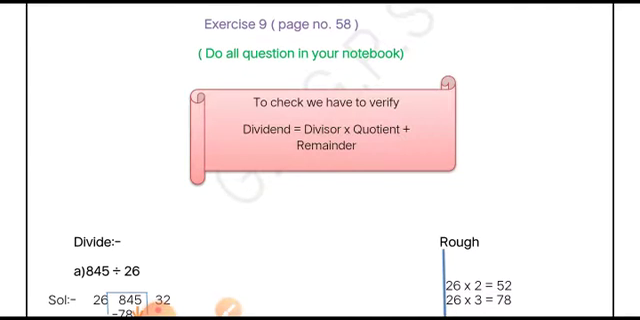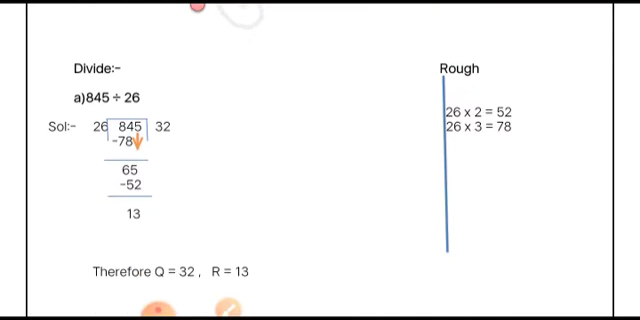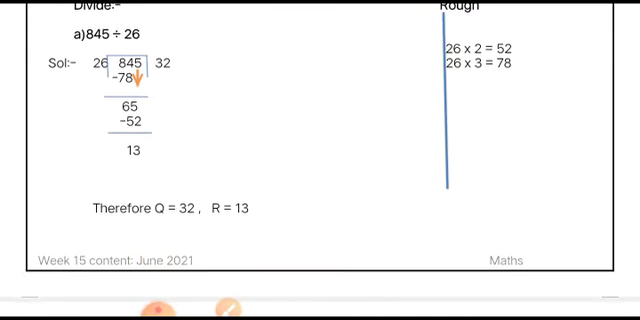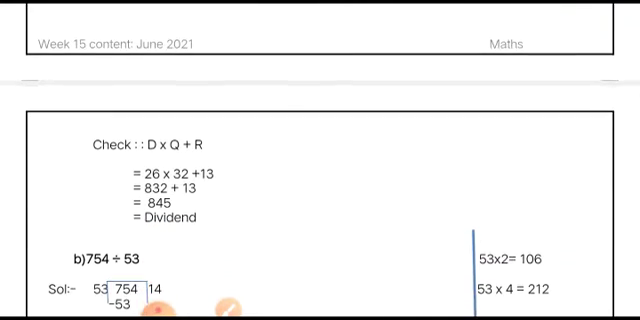Whenever we divide any number by another number, the number we divide is the dividend, by which we divide is the divisor. The number we get at the top is the quotient, and the number that is left behind is the remainder. And here you can see the first question, part A. It's 845 is to be divided by 26, and when we divide it we get 32 as the quotient and 13 as remainder.